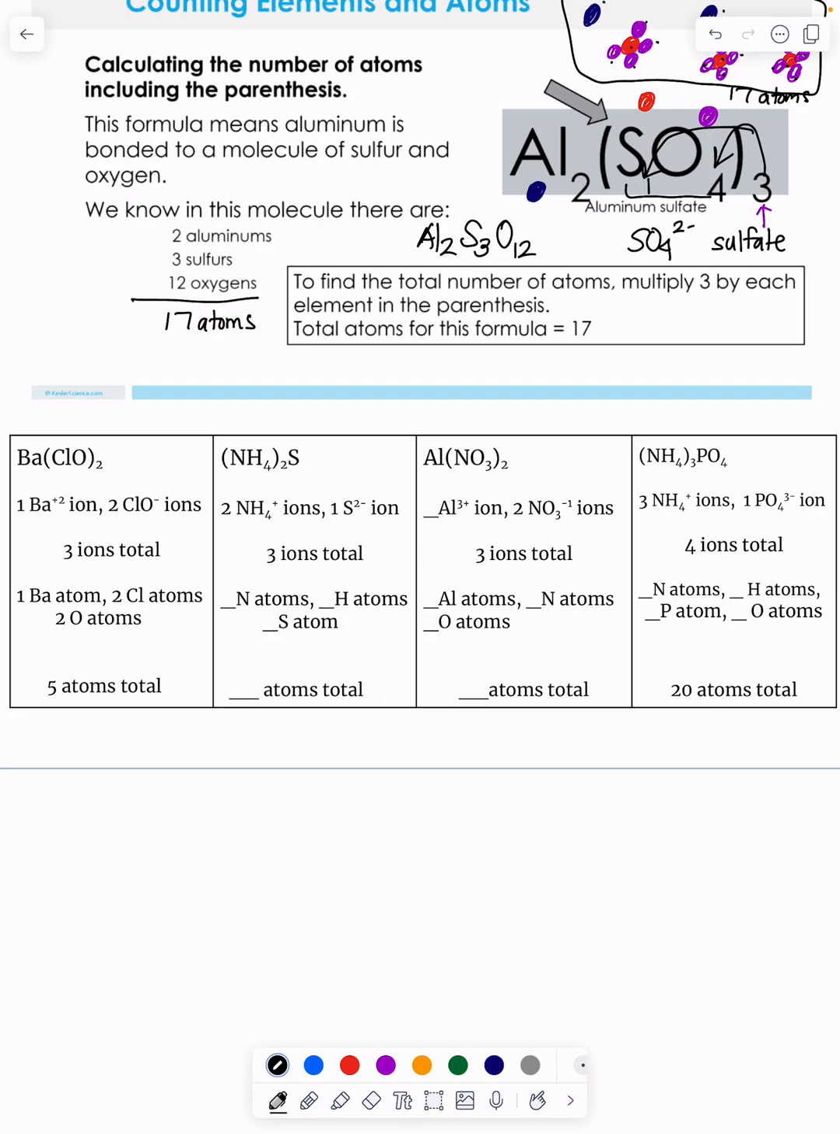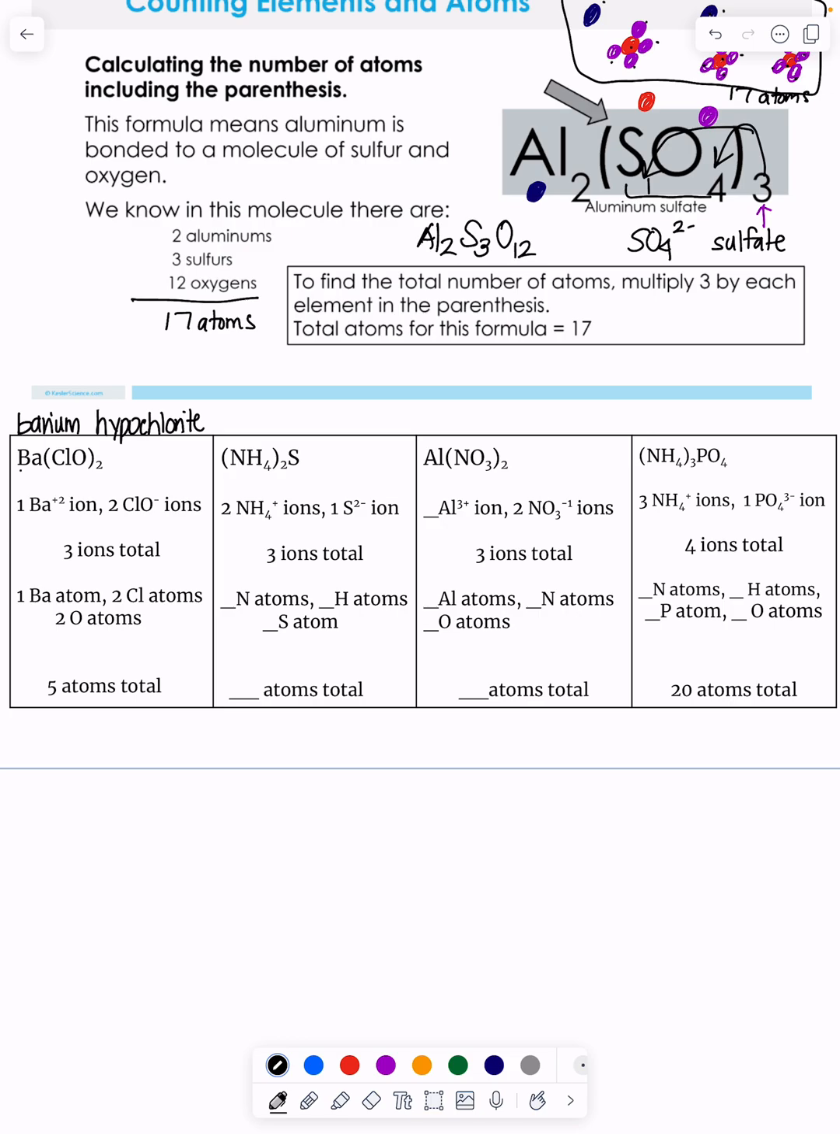The first one's done for us here. This is BaClO2. We have not learned to name this, but we'll put the name in for fun. This is barium hypochlorite. Just for fun. Hypochlorite is a ClO minus ion.